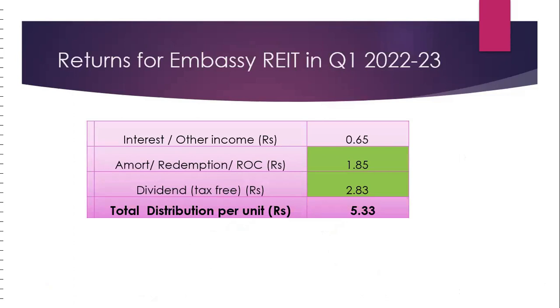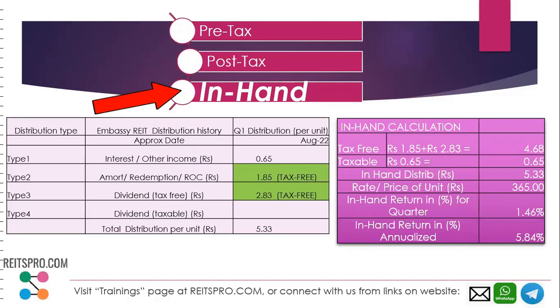Taking the case of Embassy REIT again for Q1 22-23, the interest income was 65 paise, and amortization and dividend were tax-free. Both of these in green would be tax-free. The total distribution is 5.33 rupees. Now, what is the in-hand in that case? It's simply a total of these three, 4 rupees 68 paise, which is a total of the ones in green, 185 and 283, 468, and 65. So in-hand is 5.33 divided by 365 would give you 1.46% for the quarter.